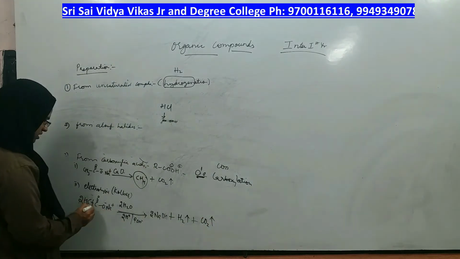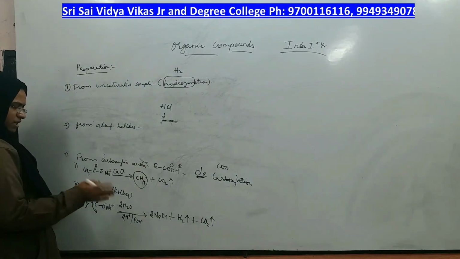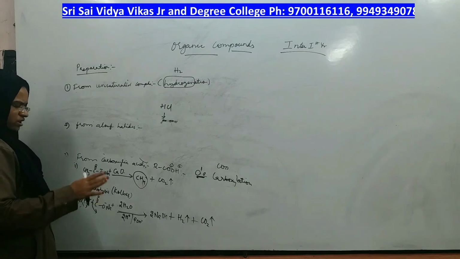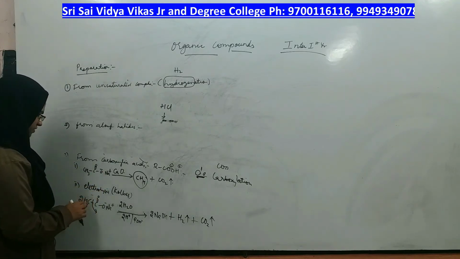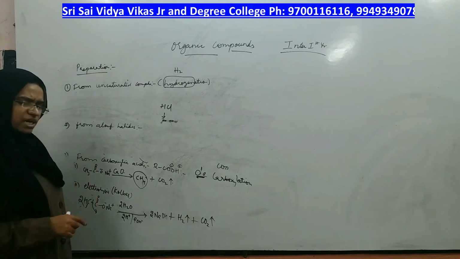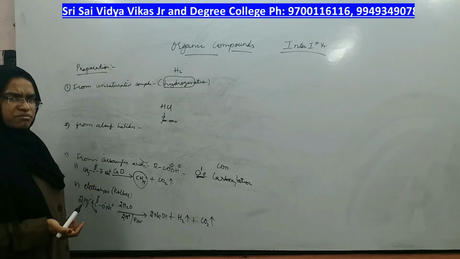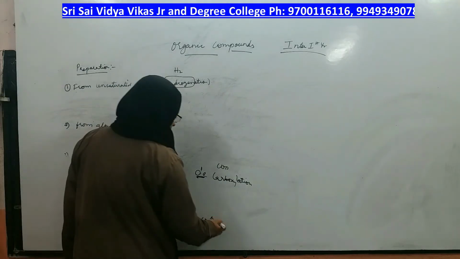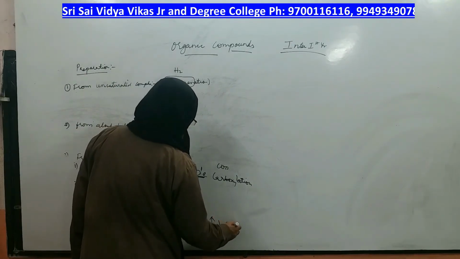Carbon dioxide will be going out. If carbon dioxide is also going out, hydrogen gas is also going out, what is left? CH3 from one carboxylic acid is left, CH3 from the other carboxylic acid is left. Both of them combine to give you what? Higher alkane.